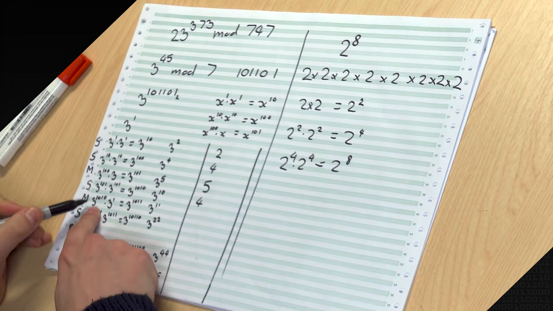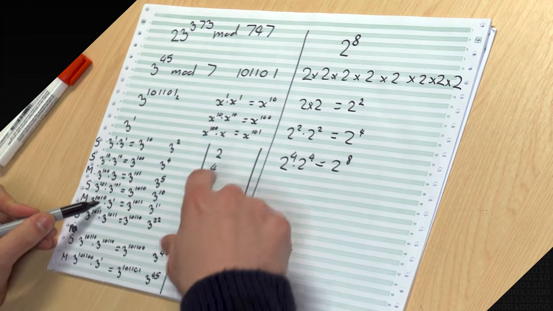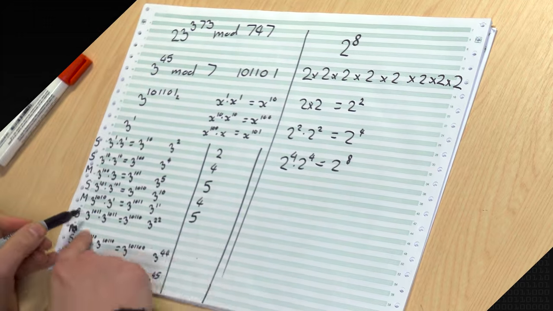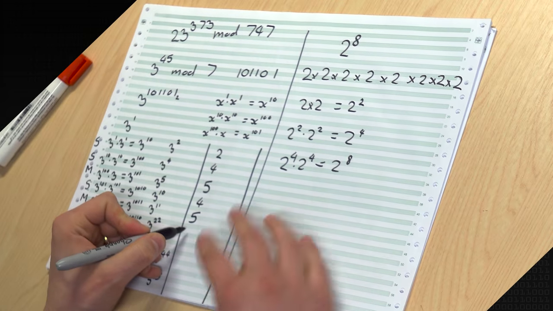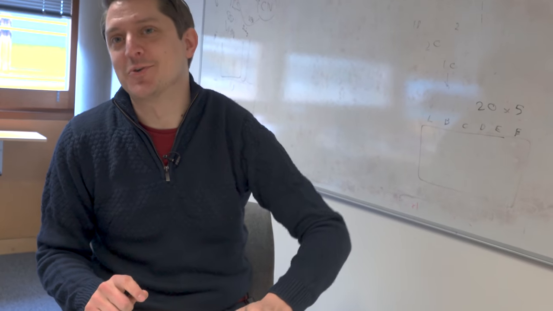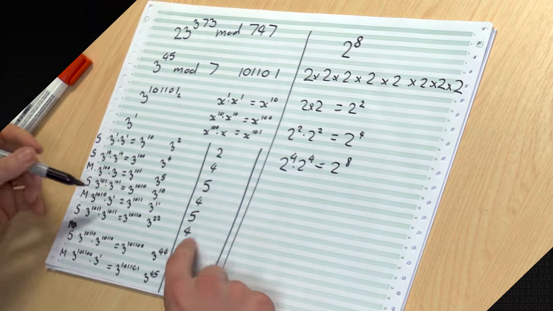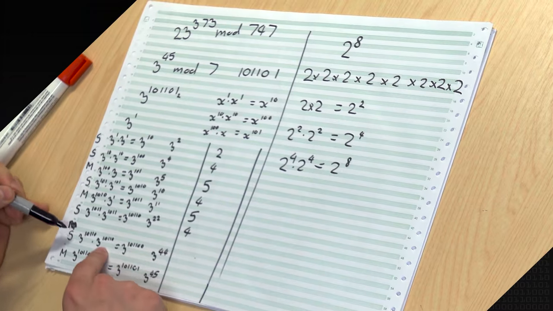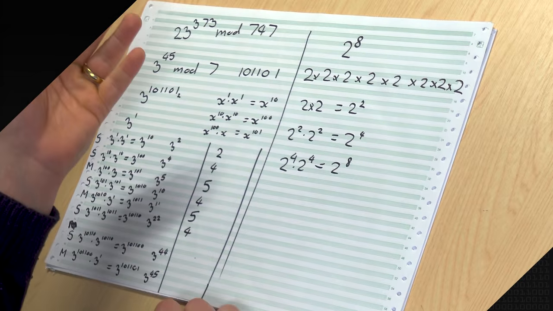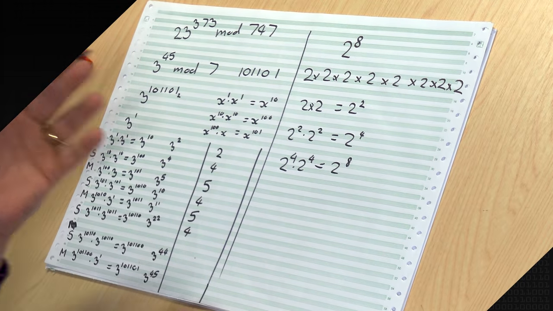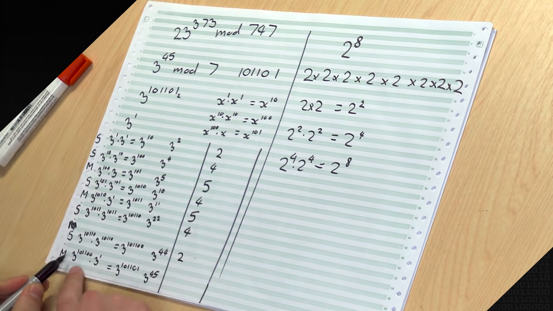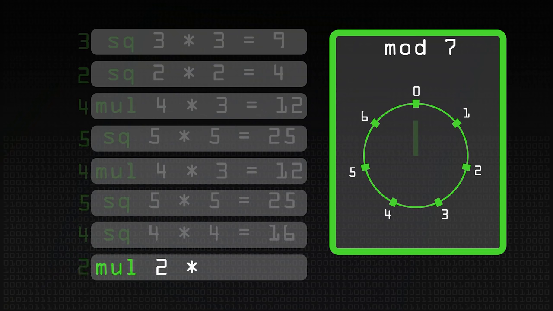This one is not so interesting, this is another 4 times 3, we already did that, it's 5. And then this is 5 squared, we already did that, it's 4. You don't usually cache your results like I'm doing here, I'm cheating. We're nearly finished. So now 4 times 4 is 16, right? The next multiple of 7 below that is 14, right? So it's 2, right? 2 times 3 is 6, and that's the answer.